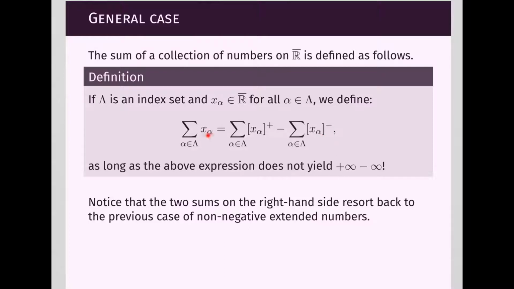So once we split each number into a positive part and negative part, now instead of having one collection of numbers, we have two collections of numbers, and they're all non-negative. The first one is the positive part of the numbers. Second one will be the negative part of the numbers. And then resorting back to the previous definitions, we can define this sum.